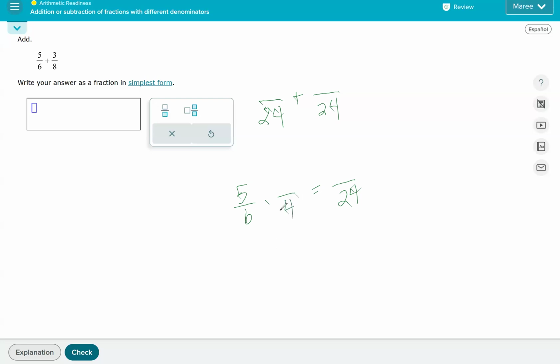Because we have to multiply 6 by 4 to get 24, we have to multiply 5 by 4 also. This will give us a fraction that is the same quantity as 5/6. It just looks different. So we're going to have 20/24ths, and then we want to add 3/8. Again, we want to see what do we multiply by to get 8 to change to 24. And we need to multiply by 3. So when we multiply 8 by 3, we also have to multiply 3 by 3 to get 9.